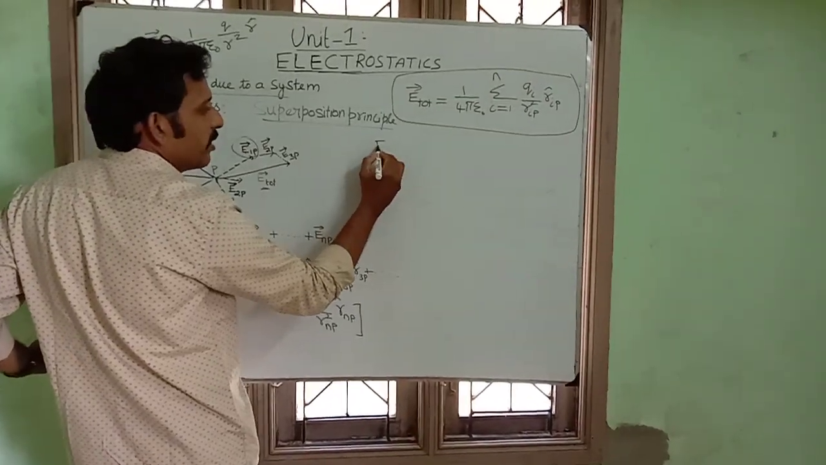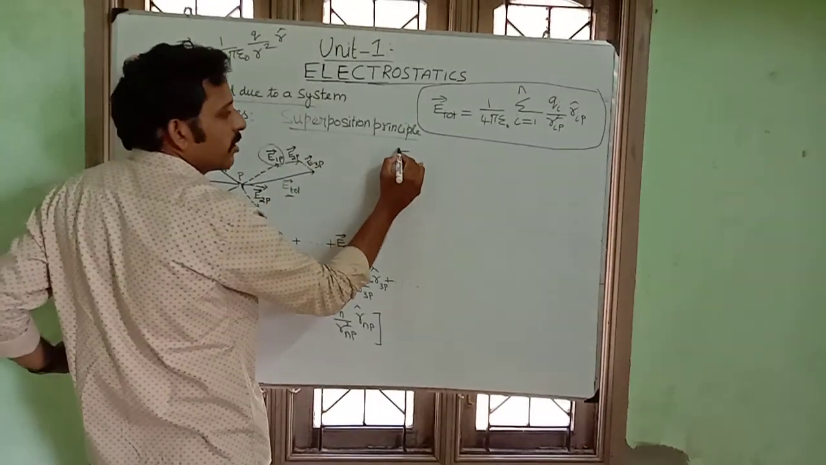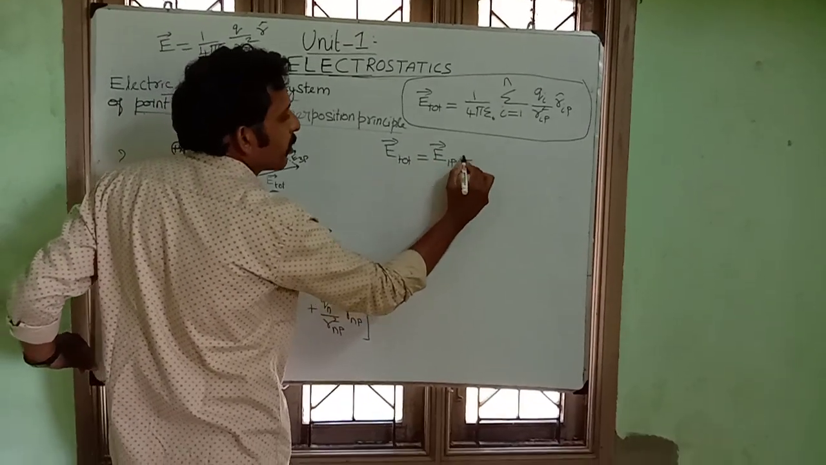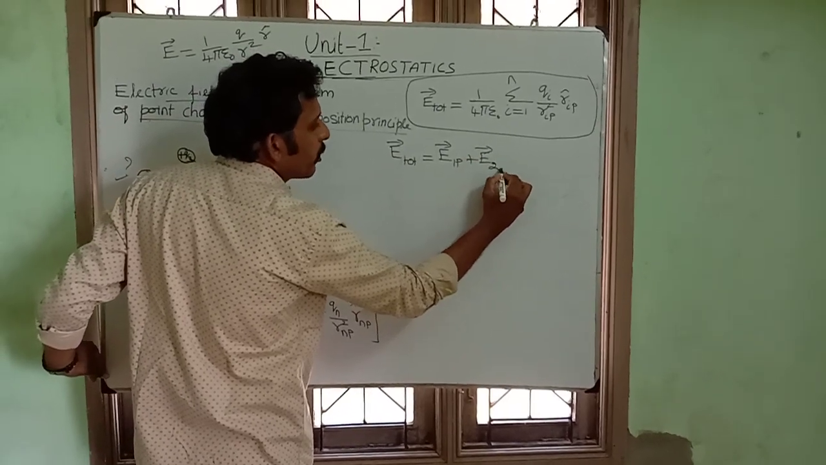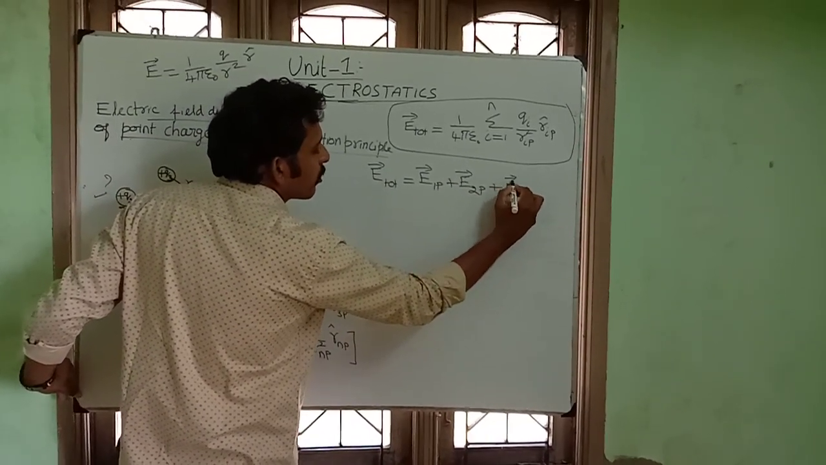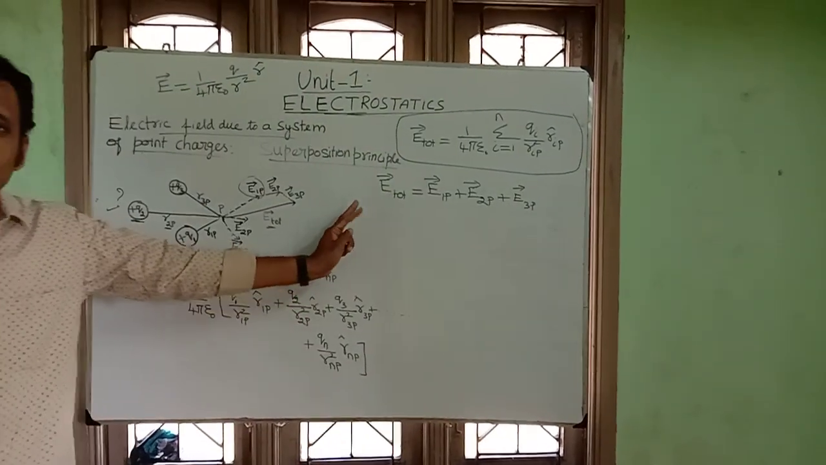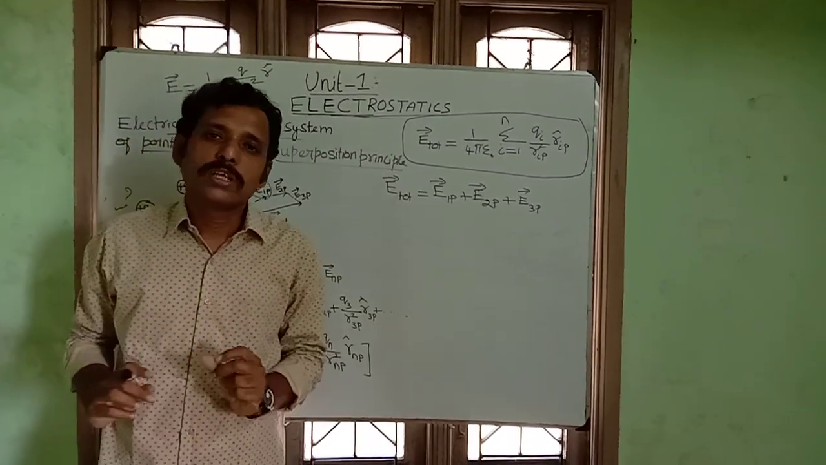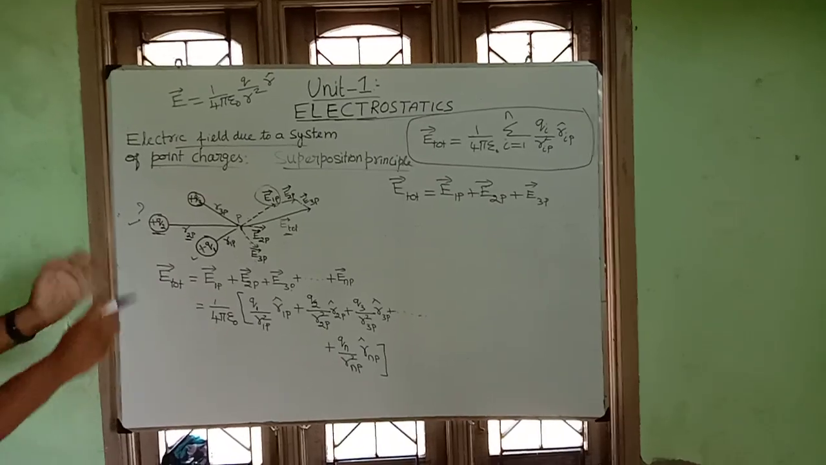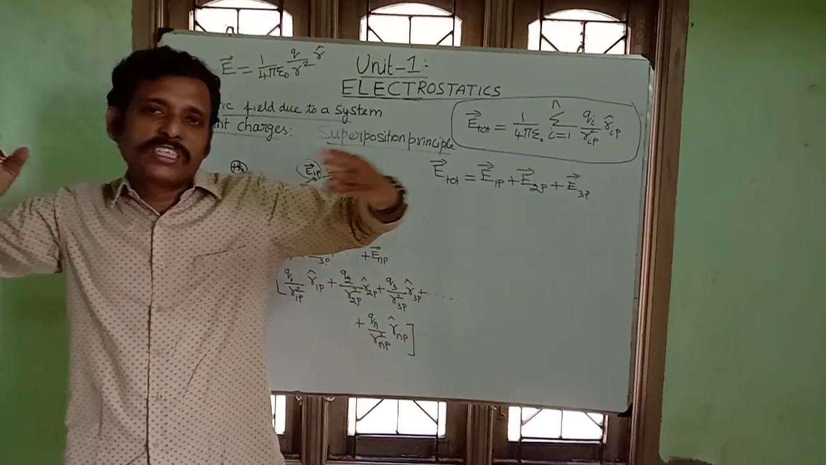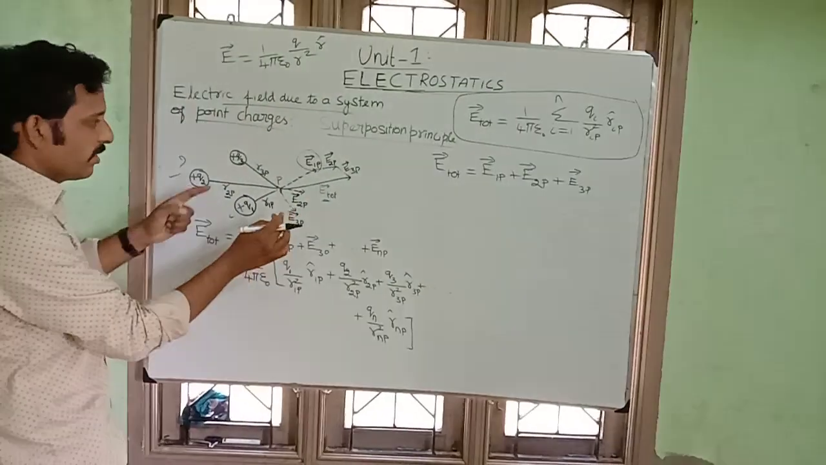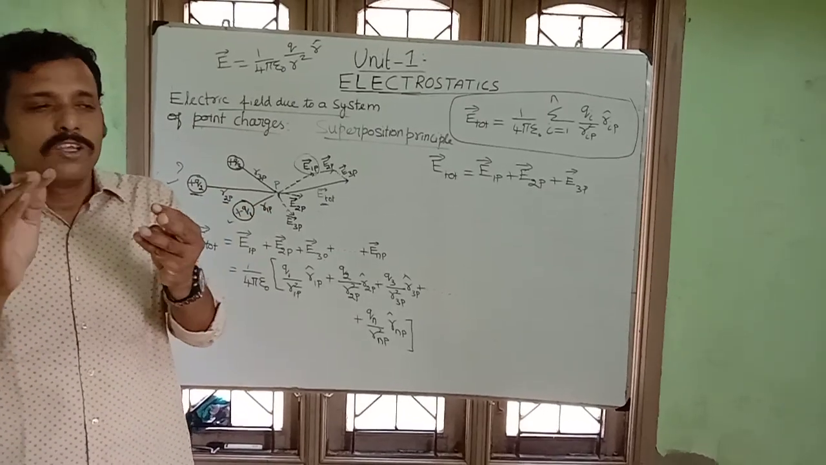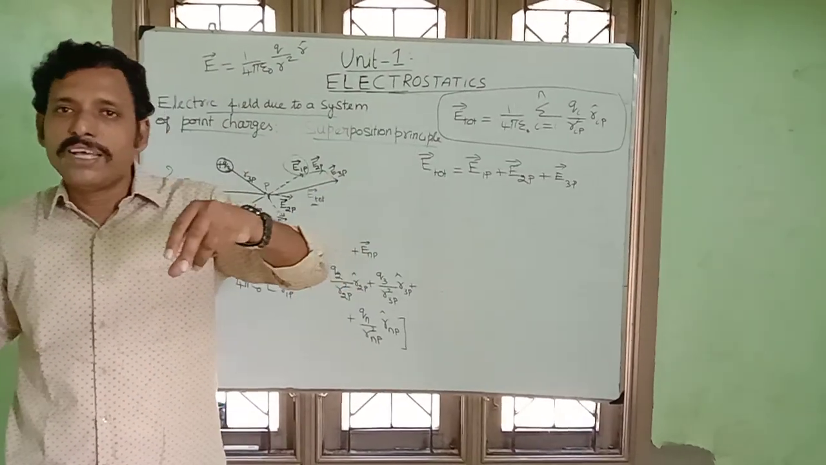So I can write E vector total for these three charges is equal to E vector 1p plus E vector 2p plus E vector 3p. This is clear, students. We applied the superposition principle. Now you got one idea from that textbook, that is state board, students. One word is given. You see here, the length of the electric field is greater when the charges are closer. So the electric field length depends on the charge.